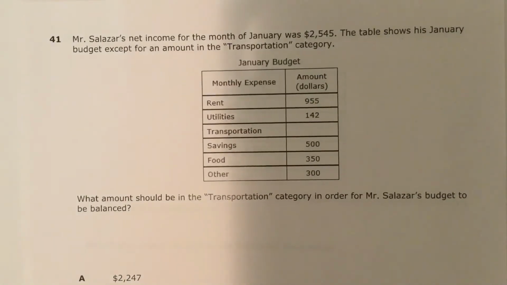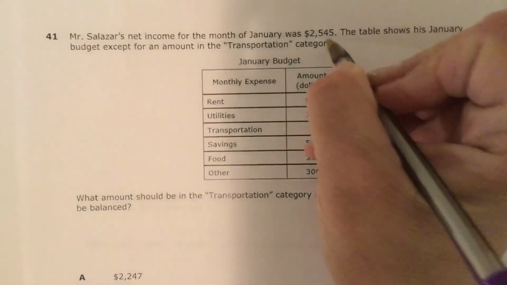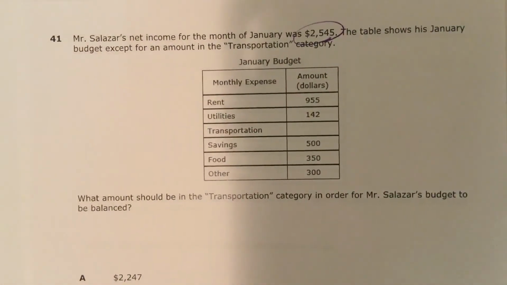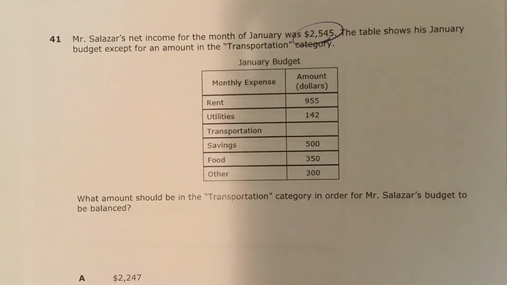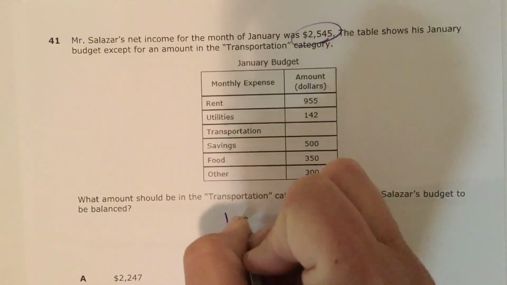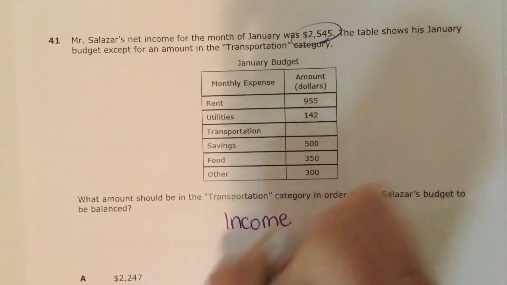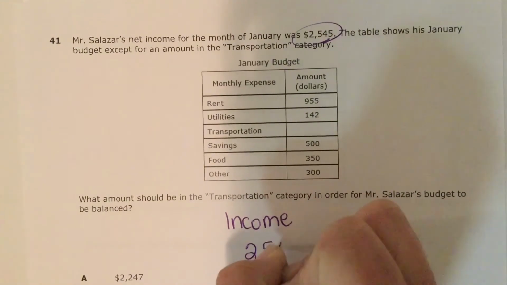All right. Mr. Salazar's net income for the month of January is $2,545. The table shows his January budget except for an amount in the transportation category. What amount should be in the transportation category in order for Mr. Salazar's budget to be balanced? Okay, so we know already that the income is $2,545.